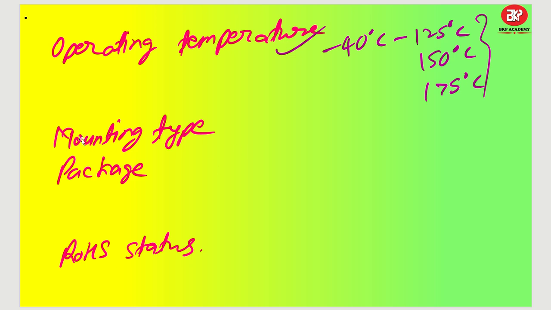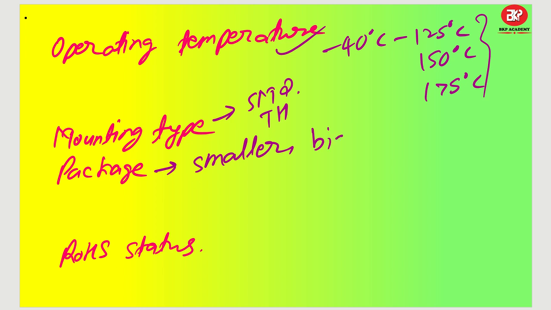The next parameter is mounting type or package type. Mounting type is whether you need an SMD package, that is a surface mount package, or a TH package, like a through hole package. And for package type, based on the power dissipation capability, you can go with a smaller package or a bigger package. As I showed you in the pictures, the TO220 package and TO263 package are big power MOSFETs. For a smaller package you can go with a WSON package, SOT package, SC70 package, something like that.